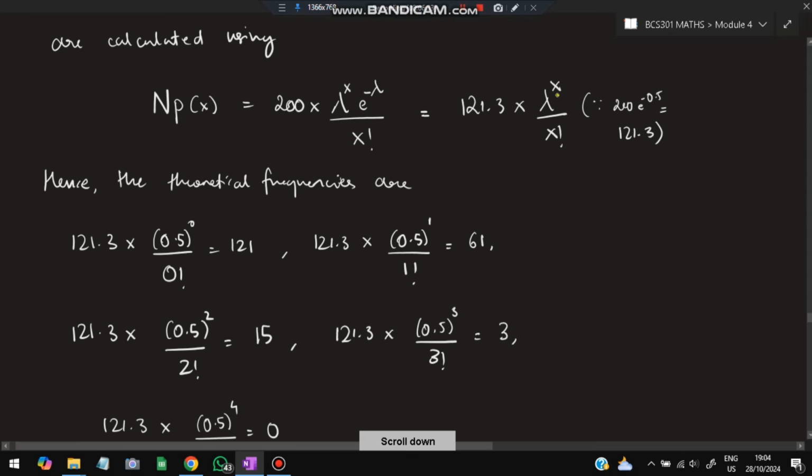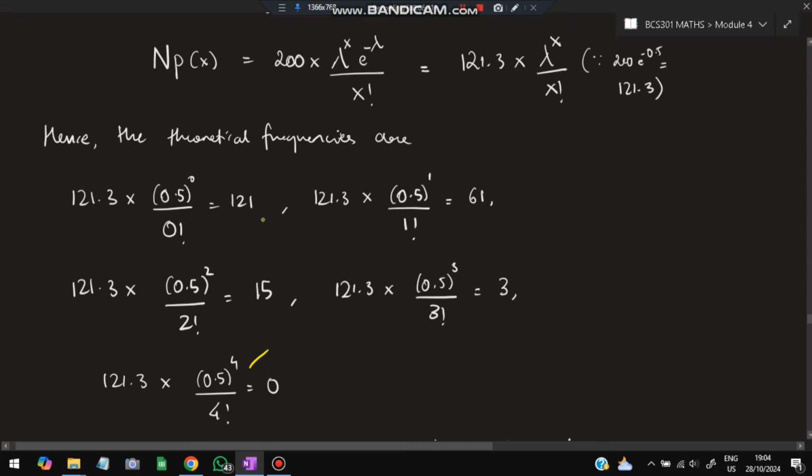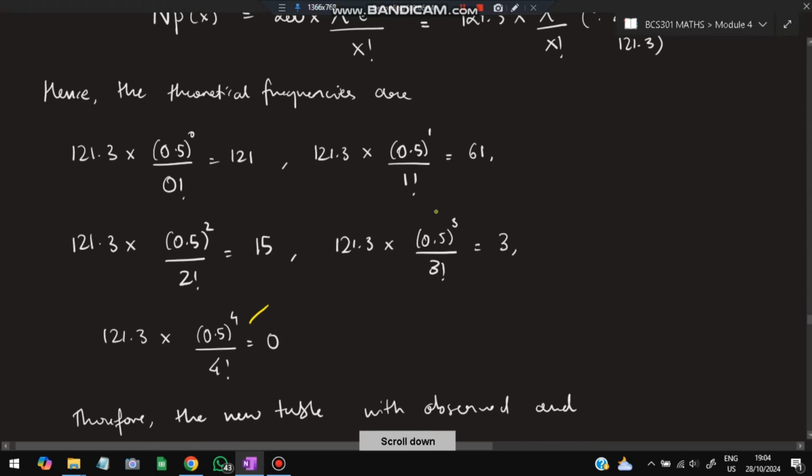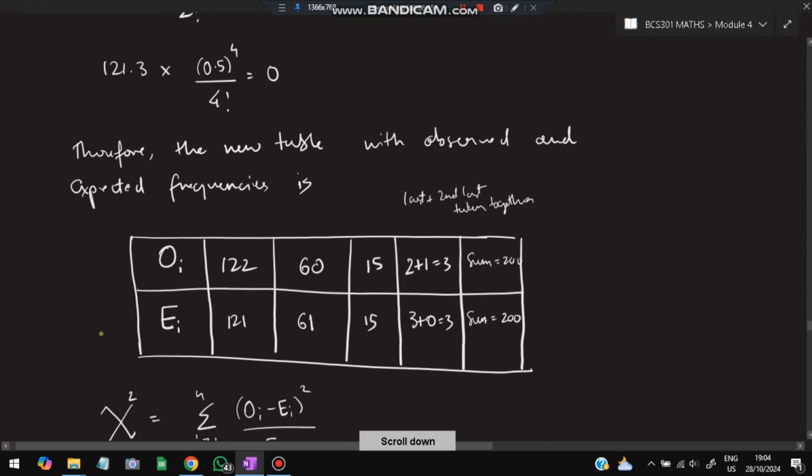I'll substitute the x values in this equation for the 5 x values which I have, and I'll calculate the answer here. Okay, for the 5 x values I'll substitute from 0 to 4. I'll get some answers here. Those answers I will then put in this table. Okay, the answers which I calculate, I'll put here, next to the frequencies given in the question.